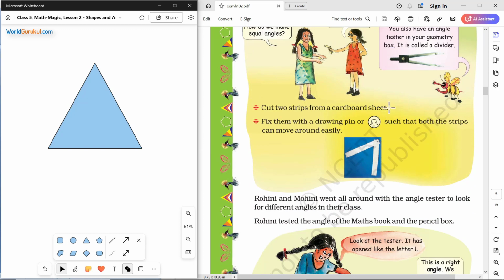Of course, you can make your own divider. Try this. Cut 2 strips from a cardboard sheet. Fix them with a drawing pin. Done. You have this divider with you. You can move these strips easily and you can measure the angles.